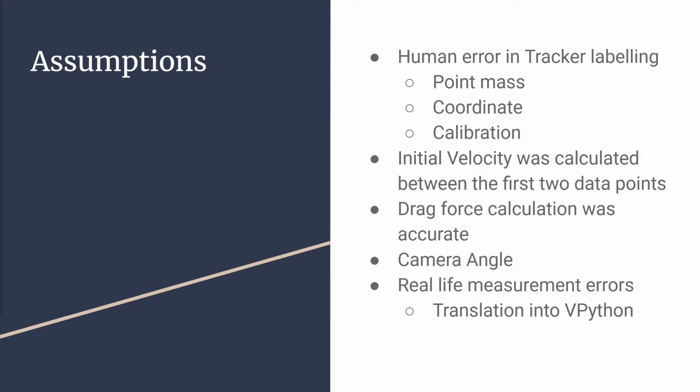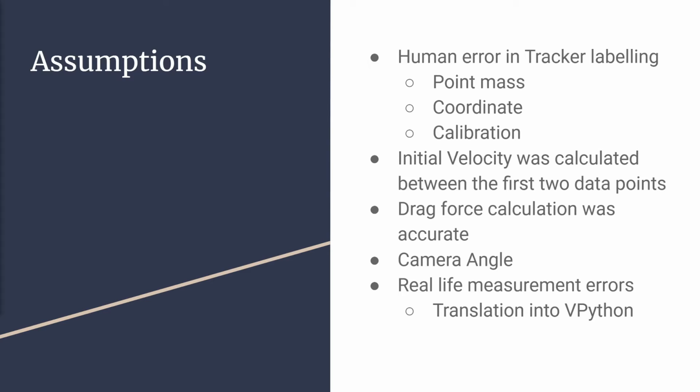As for all experiments we conduct, there are always assumptions that you need to make to perform them. Human error in Tracker, which can be embodied in the labeling of the point mass positions, the setting of the coordinate plane, and the calibration stick, are always present, and needs to be considered when discussing assumptions for the experiment. The initial velocity was calculated as the average velocity between the first two data points. This doesn't mean that it was the exact initial velocity of the ball leaving my hand, but it was a good enough estimate to model the motion.